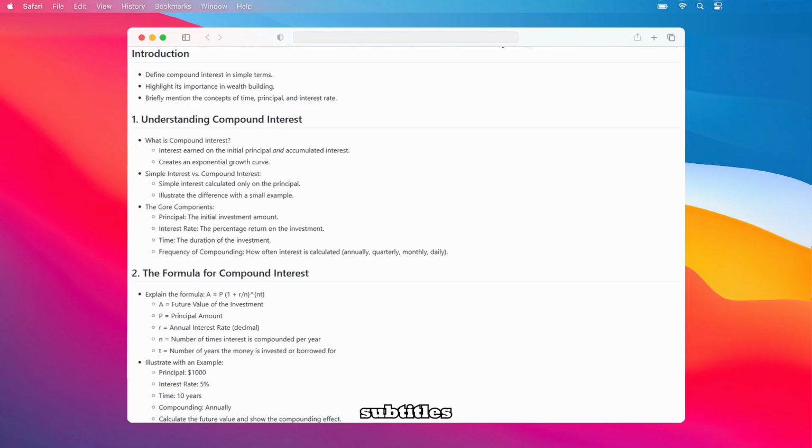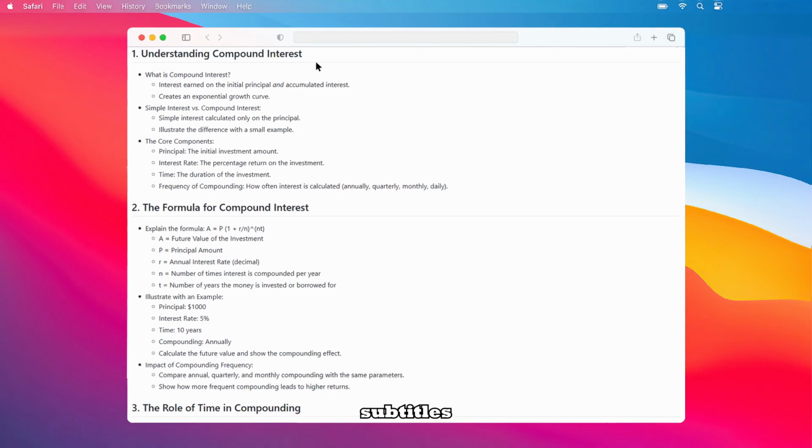Start by understanding compound interest itself. What exactly is it? Well, it's the interest you earn, not only on your initial principal, but also on the interest that has already accumulated. This creates a really powerful exponential growth curve. Now, it's important to distinguish this from simple interest, which is calculated only on the principal amount. We'll illustrate that difference with a simple example to make sure it's crystal clear.